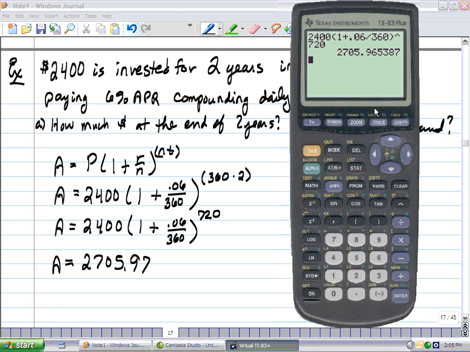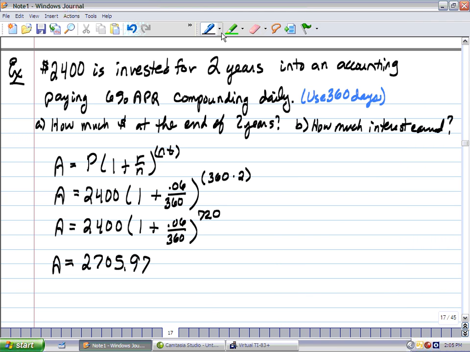27.05 and 97 cents. 97 because 5 is 5 or bigger, so this number goes up by 1. So what did I get? I got $2,705.97. The end of the 2 years, how much did I earn in interest?